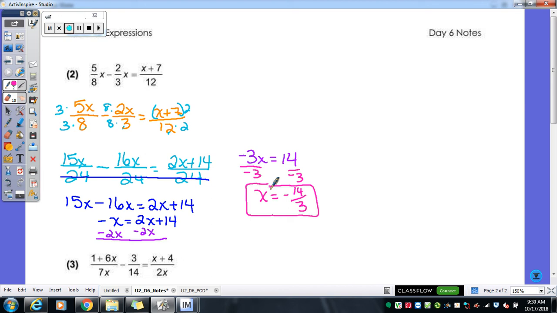Then if we go back and take a look at our original fractions, we had an 8, a 3, and a 12. No variables there, so that means there's not going to be any restrictions. So our answer is going to work.